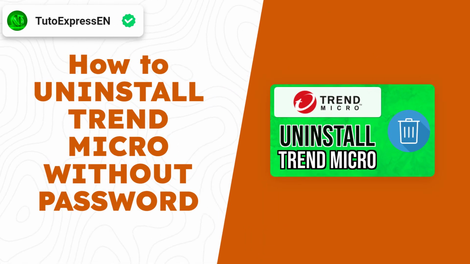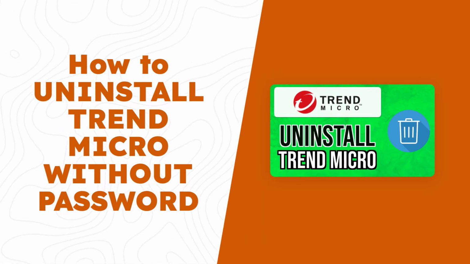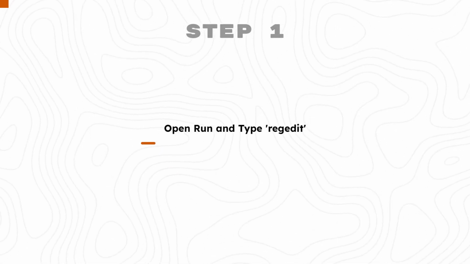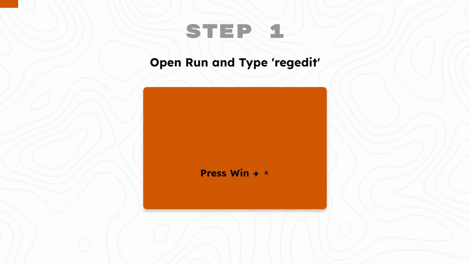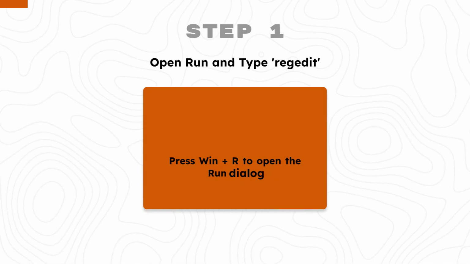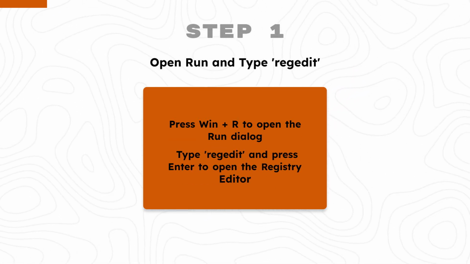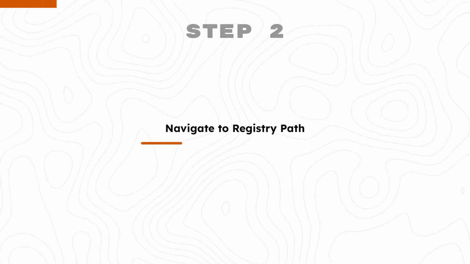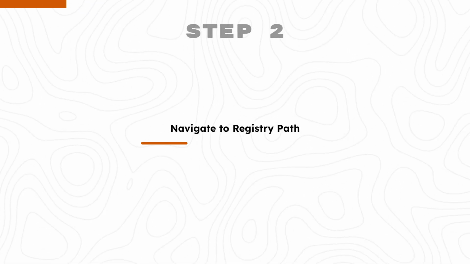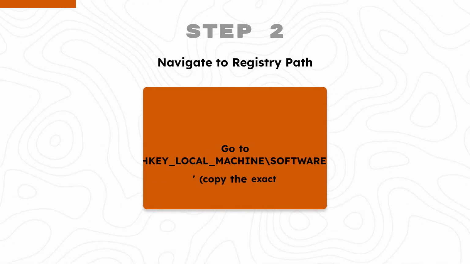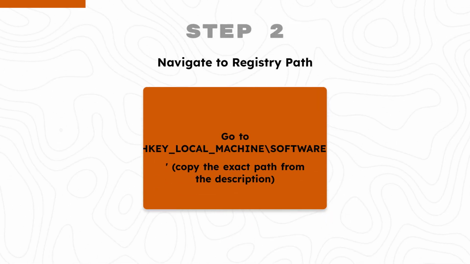How to uninstall Trend Micro without password. Open Run and type regedit. Press Win plus R to open the Run dialog. Type regedit and press Enter to open the registry editor. Navigate to registry path. Go to. Copy the exact path from the description.